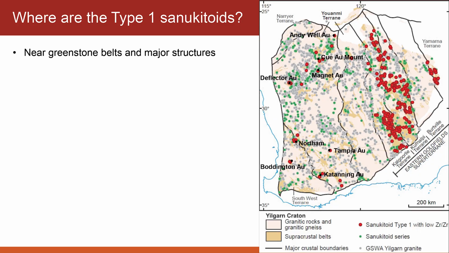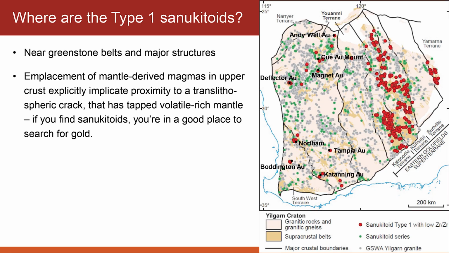So where are the type 1 sanukitoids? I've mapped them here in red, the type 1 sanukitoids, and the regular sanukitoids mapped in green there. And you can see that they're located near to greenstone belts and along major structures. That's no surprise really, because they're mantle-derived magmas, so we're going to see them close to these translithospheric structures.